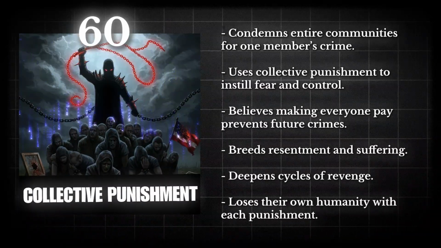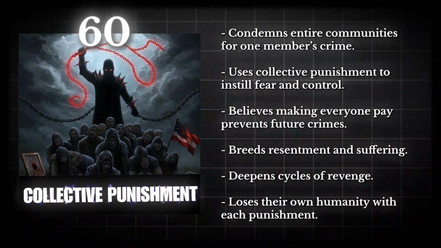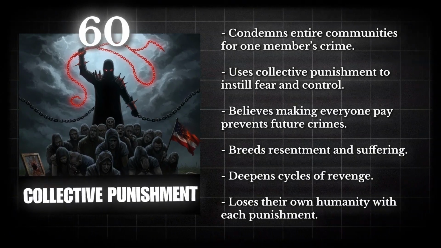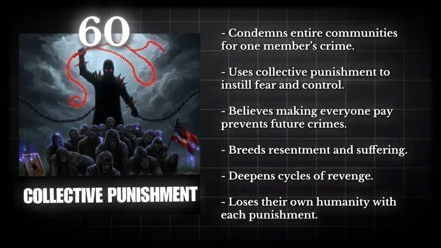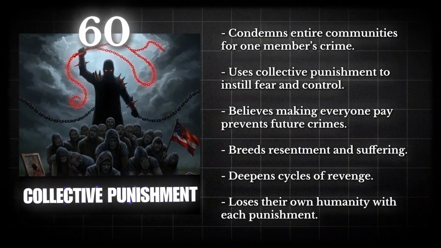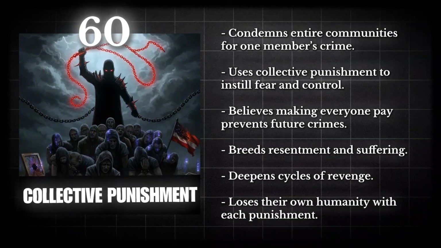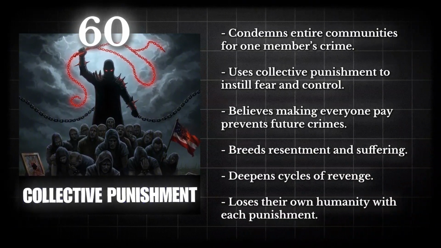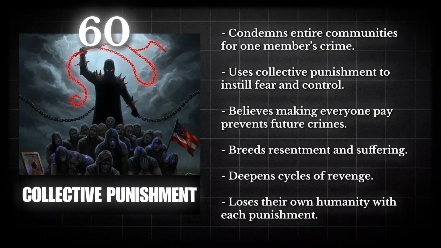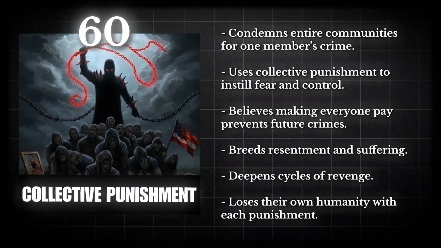60. Collective punishment. The villain condemns entire communities for the crimes of a single member. Collective punishment is a way to instill fear and control. They believe that by making everyone pay, they can prevent future transgressions. But their actions only breed more resentment and suffering, and the cycle of revenge deepens. And the more they punish, the more they lose their own humanity.